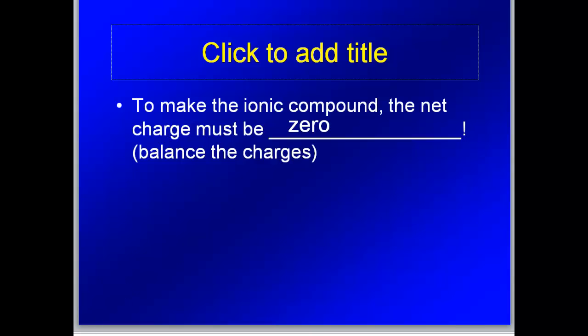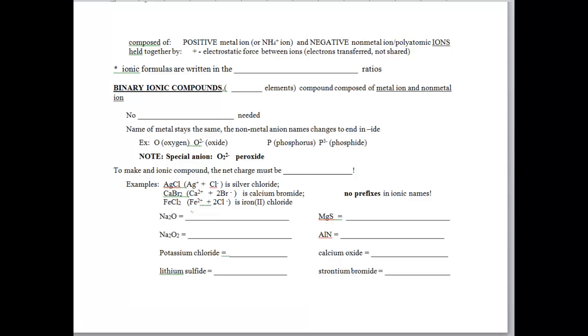So let's just do some practice. So we're just going to name these. To name them, this is again, you need your periodic tables out. What is Na? Hopefully you know by now. That's sodium. What's O? Well, it's oxygen, but it's in a compound, so it changes to oxide, sodium oxide. Okay, Mg. What is Mg? That is magnesium. S is sulfide.